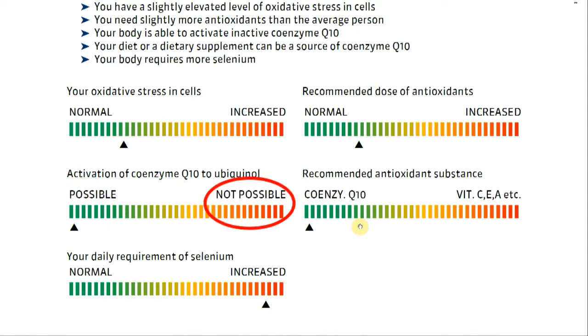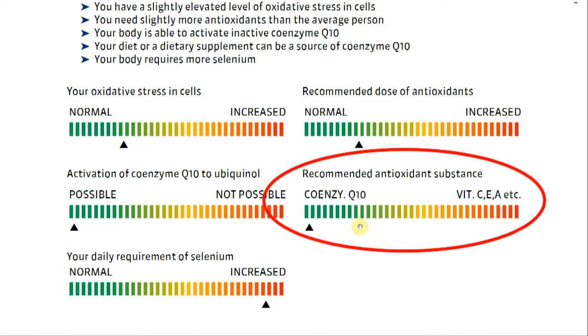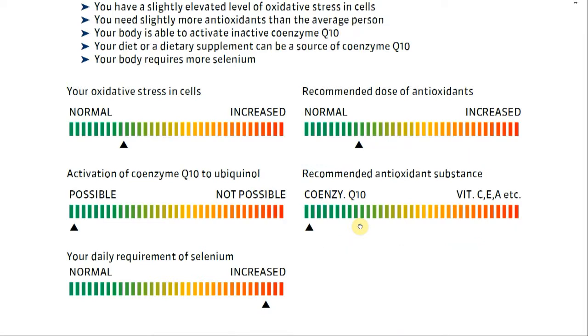Then some of you will now probably find out that you've taken coenzyme Q10 for years and you cannot process it, and it will result in nothing. And here you see the recommended antioxidant substance, coenzyme Q10 or alternative vitamins, depending on where you are. And again, we can take this information, we find out you need more vitamins or not, and then we choose which type of food to recommend to you.